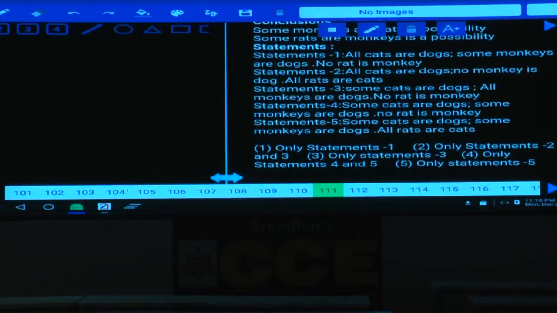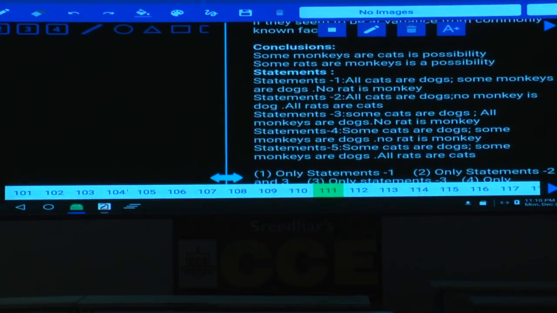Third one, what is the third one here? No rat is a monkey is given. As no rat is a monkey, and all monkeys are dogs, monkey and monkey gone. Now we have no rat is a dog. As no rat is a dog is true, isn't it? And next one, some cats are dogs. Cheppandi, third one avutunda leda?